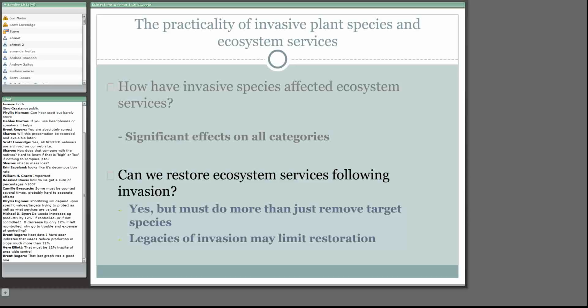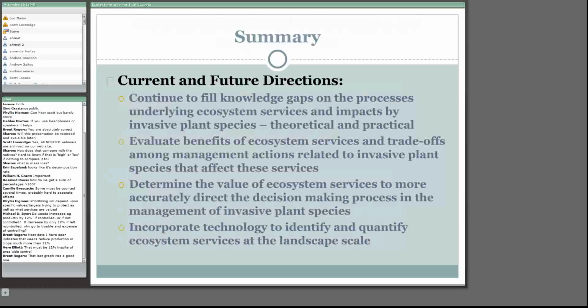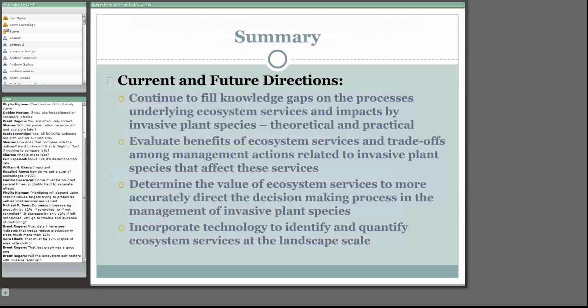So in summary, the current and future directions in this area: I think we need to continue to fill the knowledge gaps on the processes underlying ecosystem services and impacts by invasive plant species, whether that's theoretical or practical. There's still a lot of information that's needed to fully assess this.